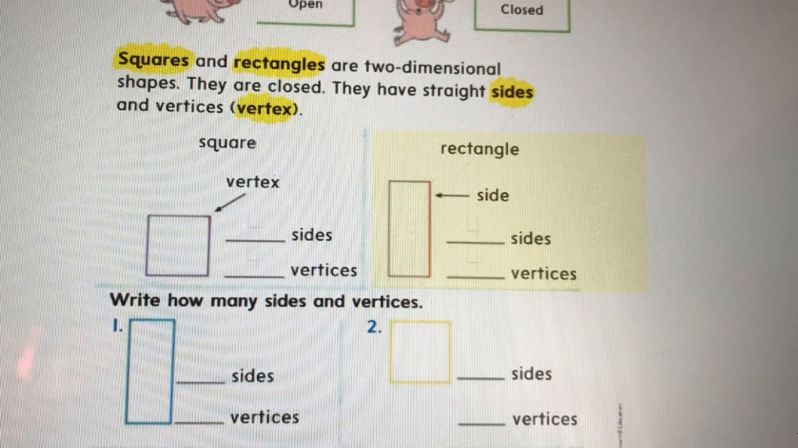By the rectangle, you can see that the word side is pointing to that red long line, which is the side of the rectangle. If we counted all the sides, we would get the number 4, because 2 sides are long and 2 sides are short, making a rectangle. Now, if you count the vertices, the same answer, it's 4. So go ahead and trace over those numbers for your rectangle.